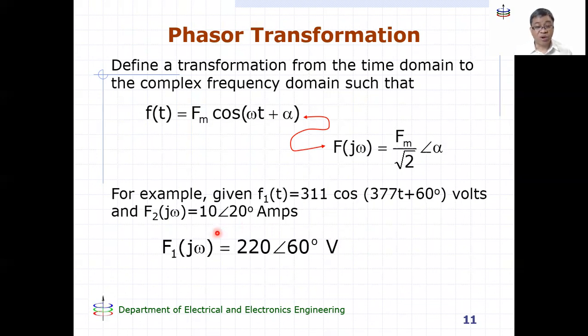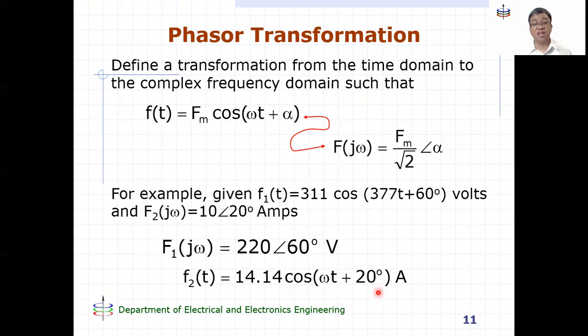Similarly, this is a phasor complex number. We can transform it back to its time domain form. We write it as a cosine function. The angular frequency is implied. We grab the angle, we put it there. We grab the magnitude, but we have to multiply it by the square root of 2. Notice that there's a square root of 2 coefficient there. So 10 times square root of 2 is 14.14. So the time domain equivalent of this one is 14.14 cosine(omega t + 20 degrees) amperes.